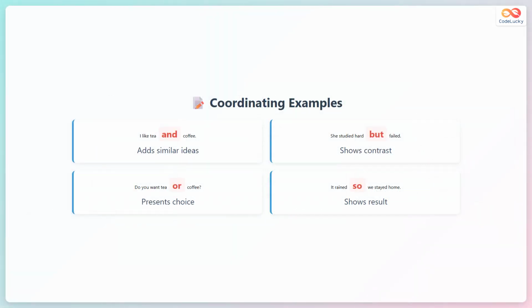Coordinating conjunctions join equal parts of a sentence. And adds similar ideas together, but shows contrast between two things, or presents a choice between options, so shows a result or consequence. Use a comma before coordinating conjunctions when joining two complete sentences.